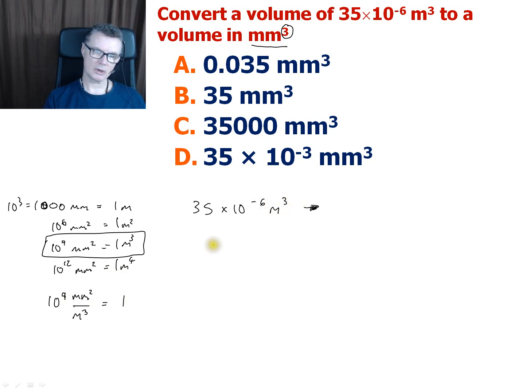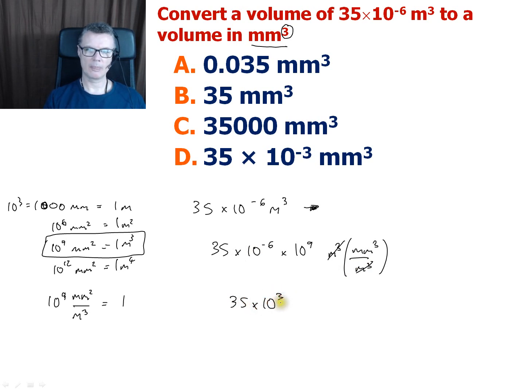So it's 35 times 10 to the minus 6 times 10 to the 9. And then your millimeters to the power 3 are being multiplied by millimeters to the power 3 divided by meters to the power 3, and you can see these two things cancel. And voila, we got our answer. So we got 35 times 10 to the 3. That doesn't seem to match up directly with any of the answers there, but 10 to the 3 will give us 35,000. So it's this result here. So I would go for C.